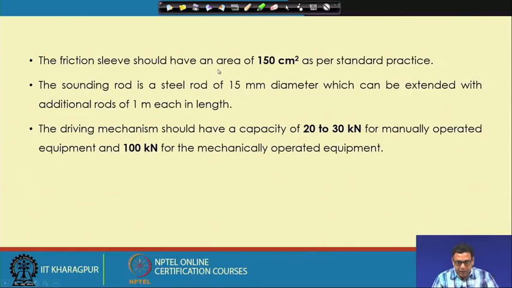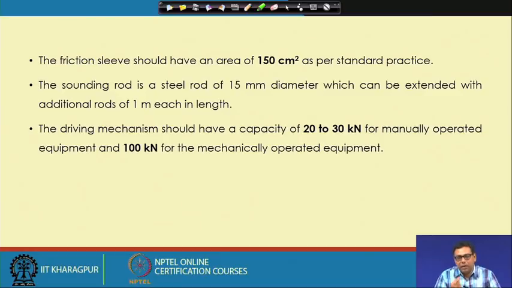There is a friction sleeve with an area of 150 centimeter square, and this is the sounding rod of 15 millimeter diameter, which can be extended with additional rods of 1 meter each in length. This is common for any test, whether it is SPT, DCPT or SCPT. That means you can add the rod and increase the required depth of the test. So, you can increase the rod length.